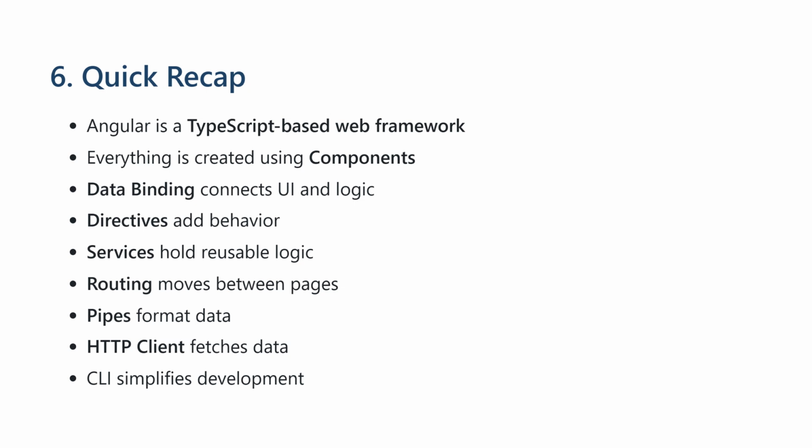With services, we can write reusable logic. I can define one service logic, and multiple components can call those services. Routing means I can go between different pages and components by using routing. A pipe is just for formatting the data. And the HTTP client is used to fetch external data. Then Angular has CLI development.